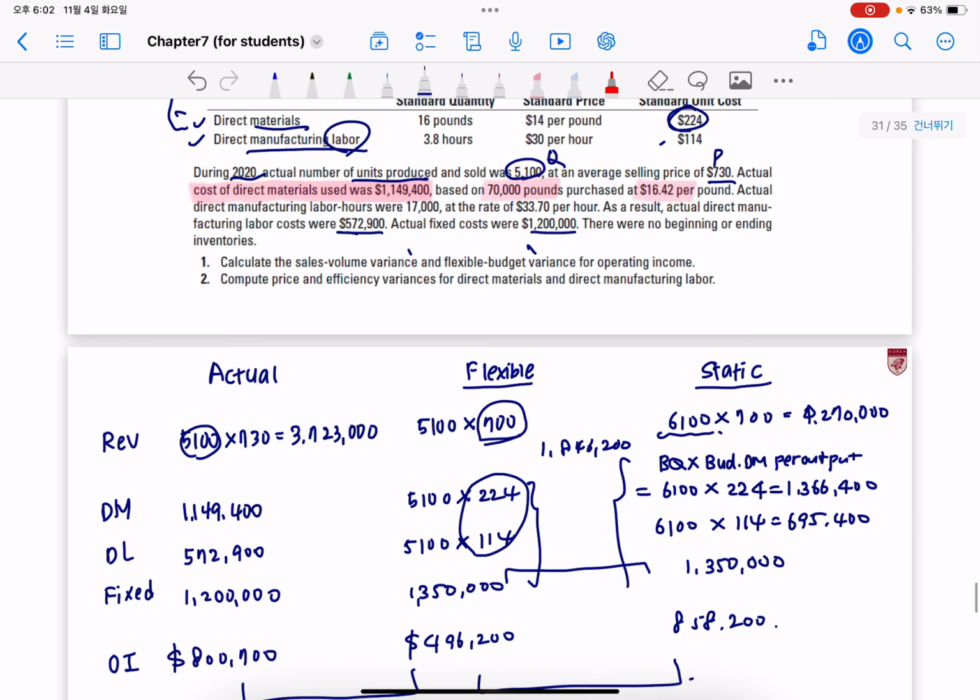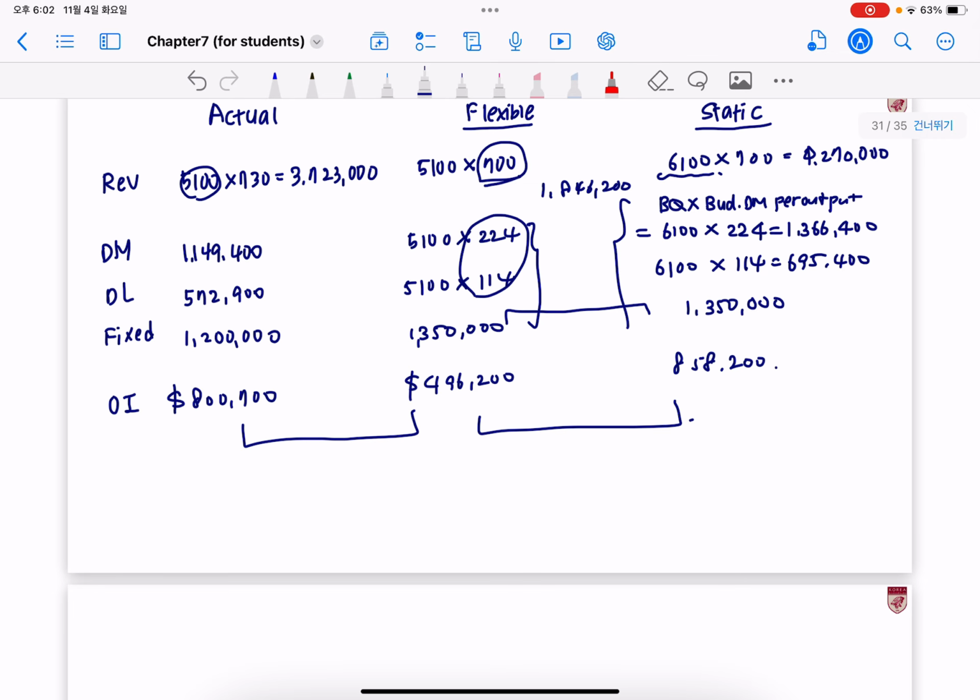Almost there. So we need to calculate the flexible budget variance, right? And the sales volume variance. All right, so the flexible budget variance can be calculated based on the difference between these two numbers. And that's going to be $304,500. And since the actual is greater than the flexible budget amount, we say it's favorable.